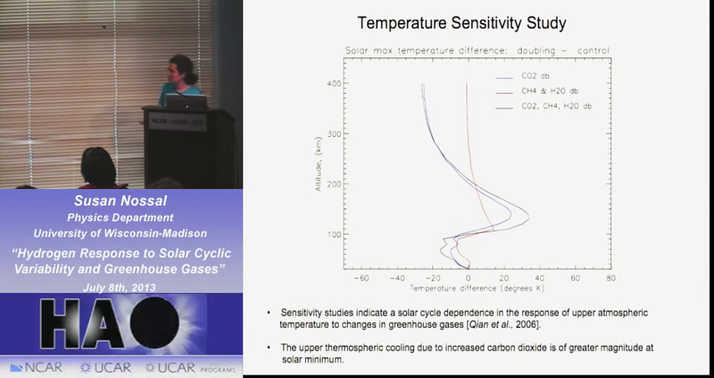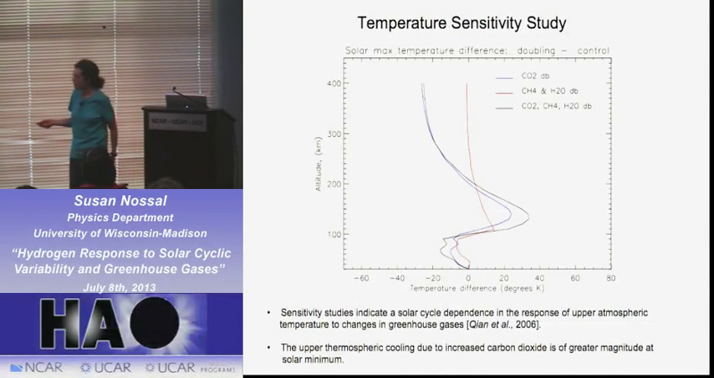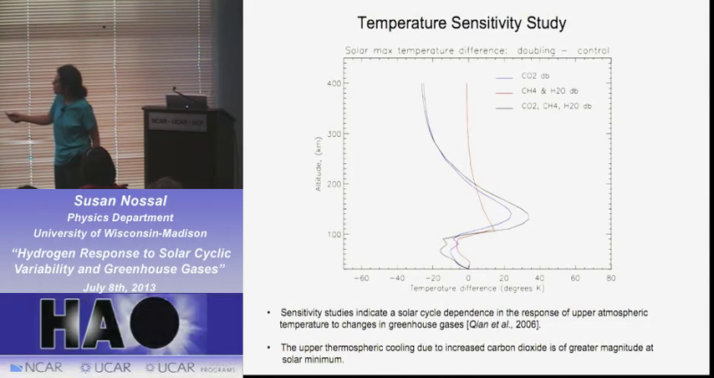Okay, and then the next series of plots will be to look at the results from these studies. The red curves will be the approximate methane doubling, so it's methane and water vapor doubling. And then the blue curve is doubling only of carbon dioxide at the lower boundary and keeping methane and water vapor at their base concentrations. And then the black curve is a doubling of all three.